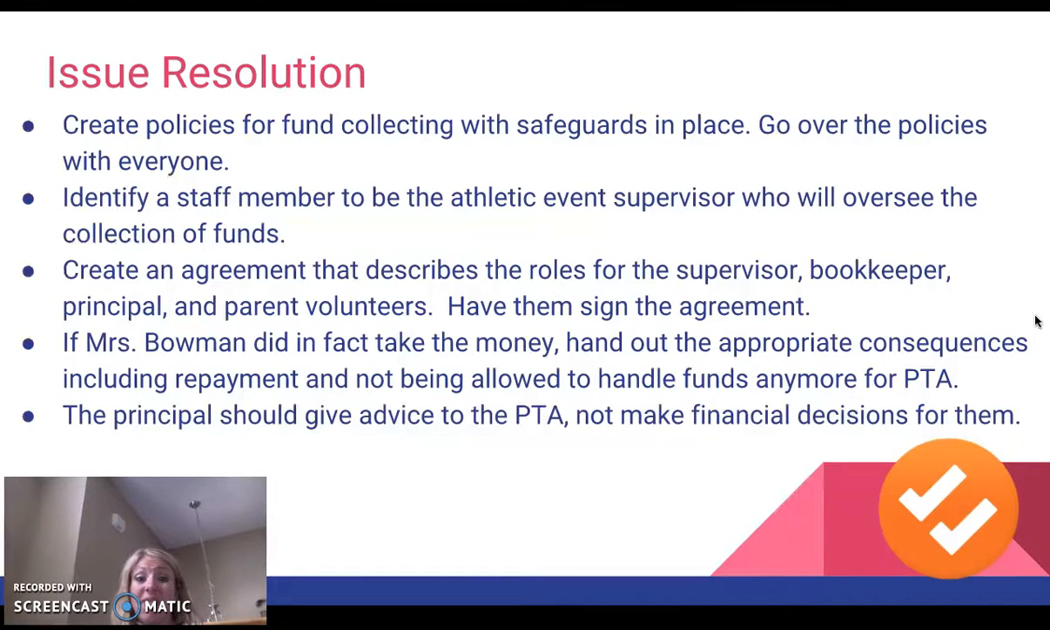If Mrs. Bowman did in fact take that money, then consequences would have to be handed out, which could include repayment of the funds, prosecution, and then definitely making sure that she's not allowed to handle funds for the school or for PTA anymore. And another resolution is making sure that we have clear roles between the school and the PTA, and knowing that the principal should only serve in an advisory capacity, and that he should not be making decisions on behalf of PTA, that they need to make those financial decisions on their own.